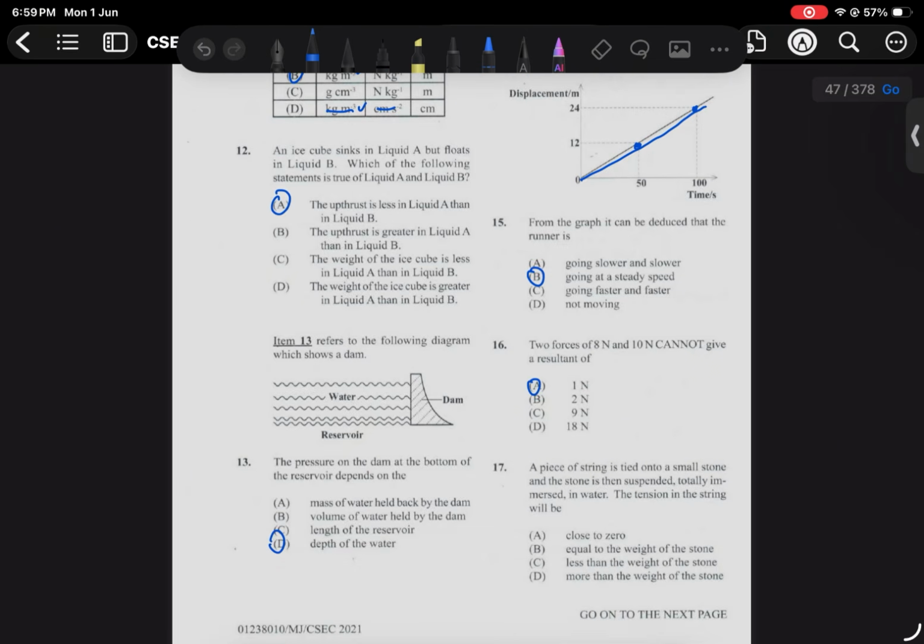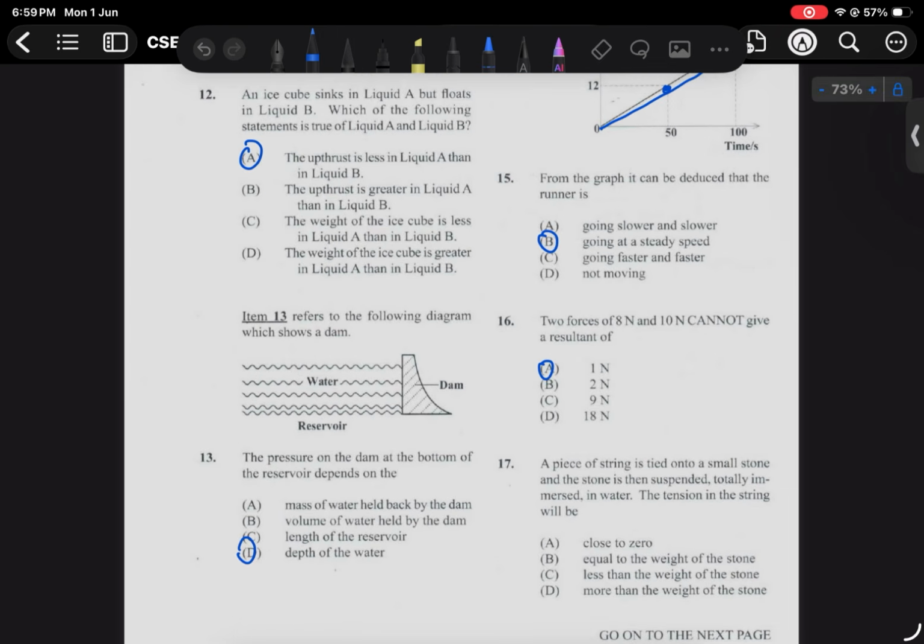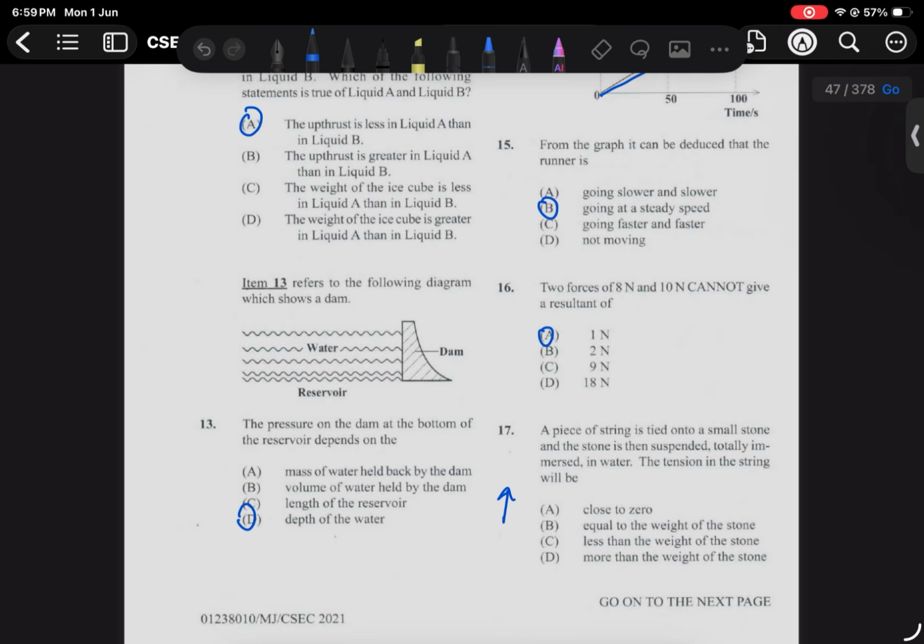A piece of string is tied onto a small stone, and then the small stone is suspended, totally immersed in water. Tension in the string will be, since there's an upthrust in the water, this question was also a repeat, less than the weight of the stone. The tension in the string would be less than the weight.